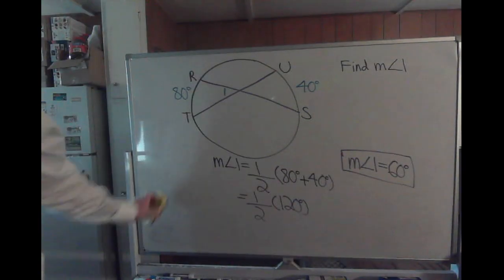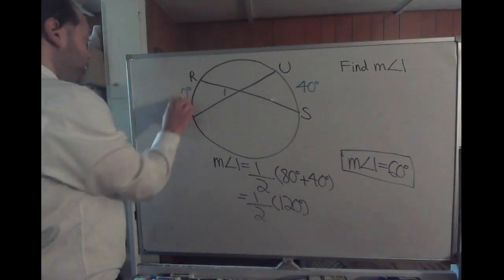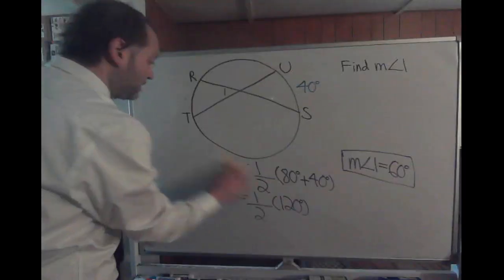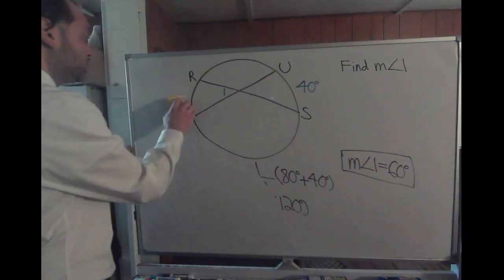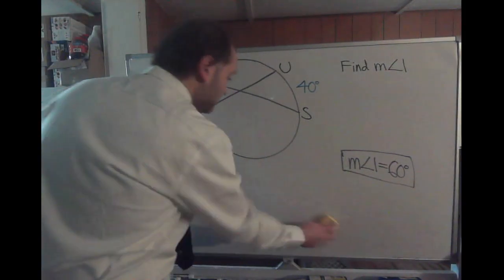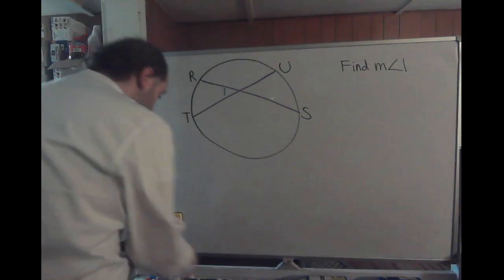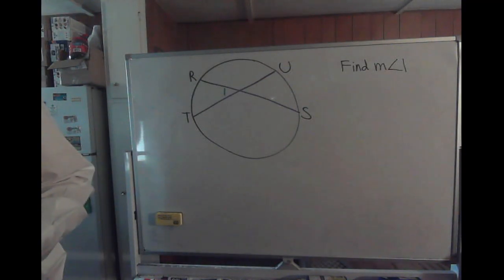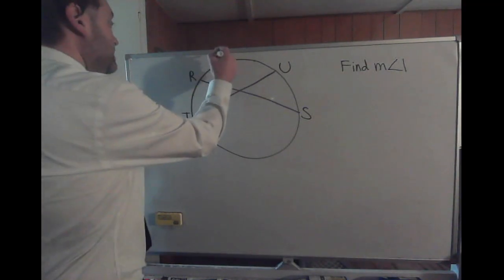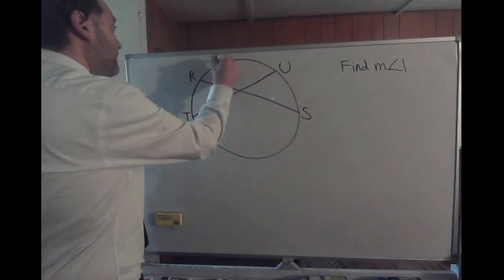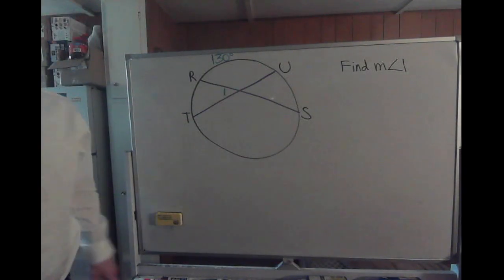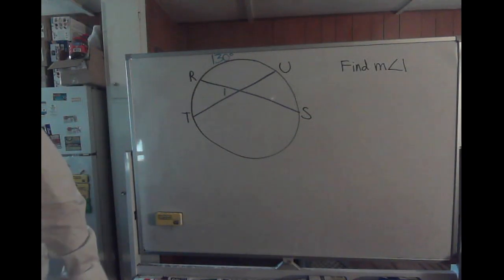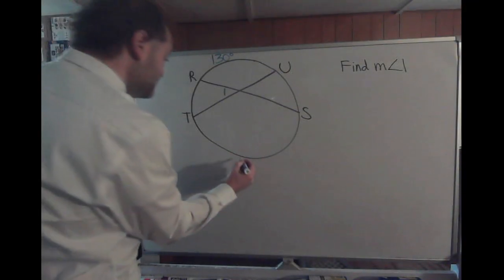And then 3 more exercises with this. And then we'll move on to the other stuff. What do they give us this time? They give us that arc RU is 130. Then they give us that arc TS is 100 degrees.